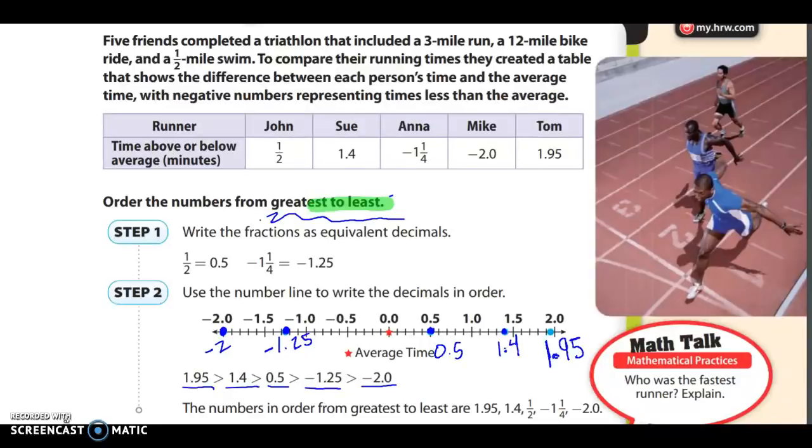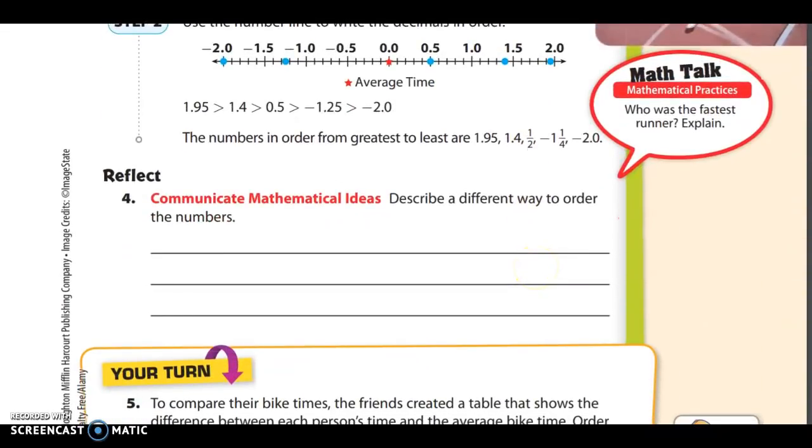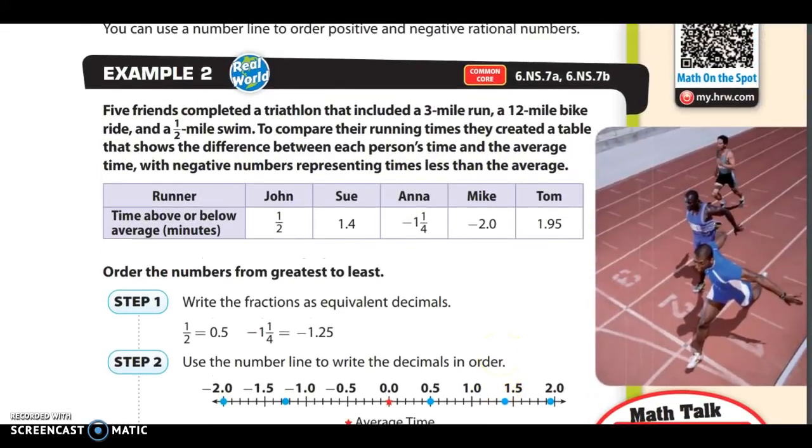Now let's go ahead and try the problem at the bottom of the page. Well, there's 2. There's a reflect, which is really kind of simple. Let's read the reflect, and then I want to look back at the problem, and I'll help you write it. Reflect number 4 reads, communicate mathematical ideas. Describe a different way to order the numbers. Well, we got the right answer, but what was a different way we could have done it?